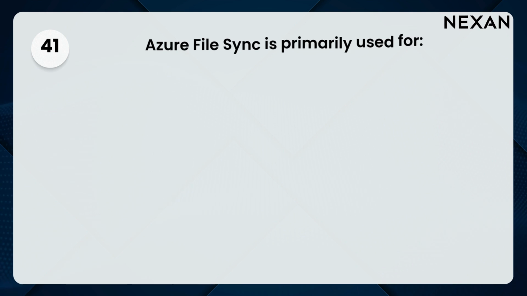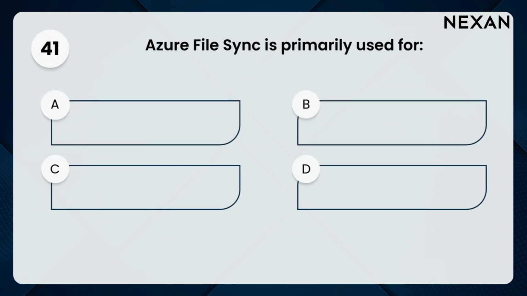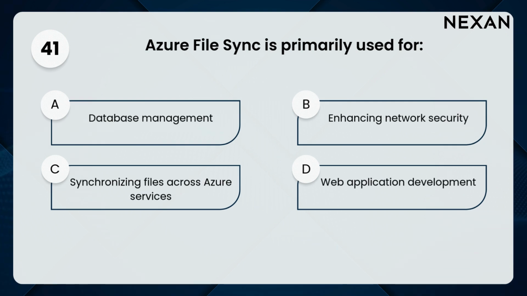41. Azure File Sync is primarily used for A. Database management, B. Enhancing network security, C. Synchronizing files across Azure services, D. Web application development.